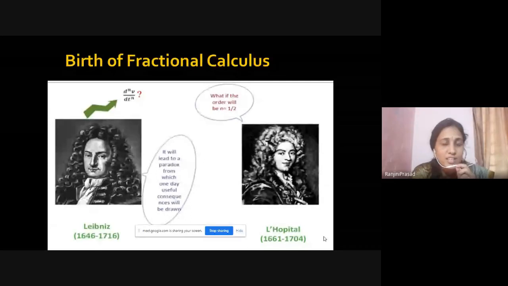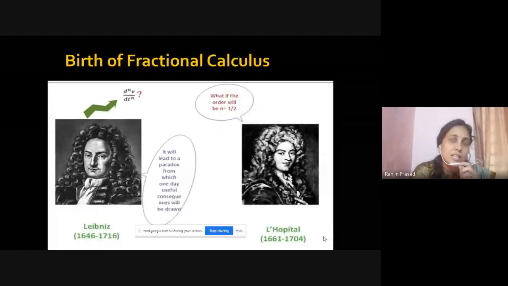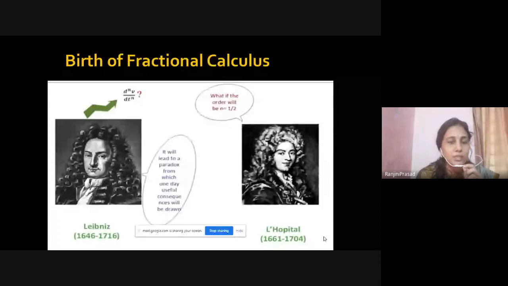L'Hospital, who came to know about that derivative, asked Leibniz, what happens if n equals 1 by 2? At the time, Leibniz thought that he couldn't answer that, but he said that it will lead to a paradox from which one day useful consequences will be drawn. That was his reply. Okay. So at the moment, he can't say anything about that. He didn't even think about that. But he said that one day, a big thing will happen about this question.